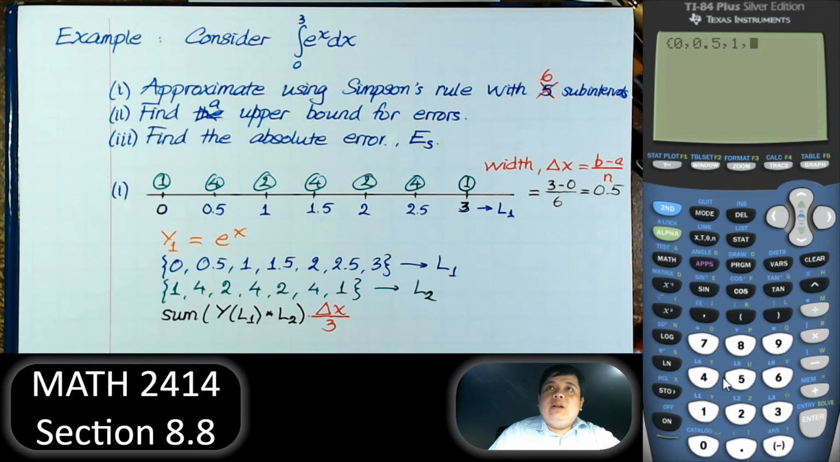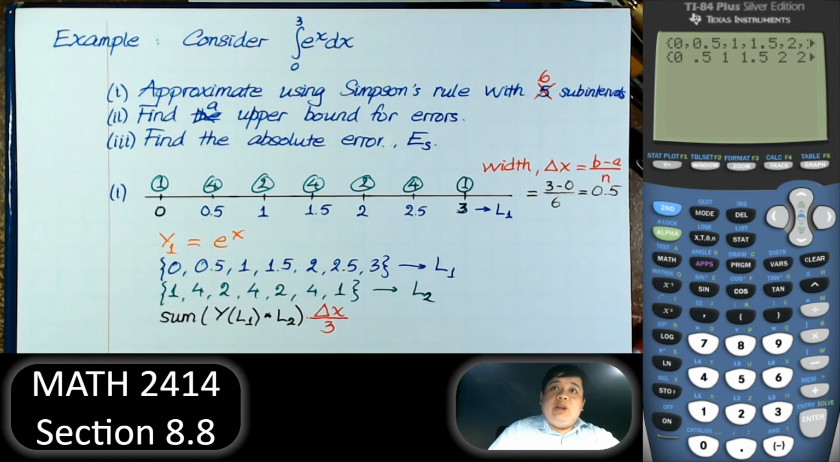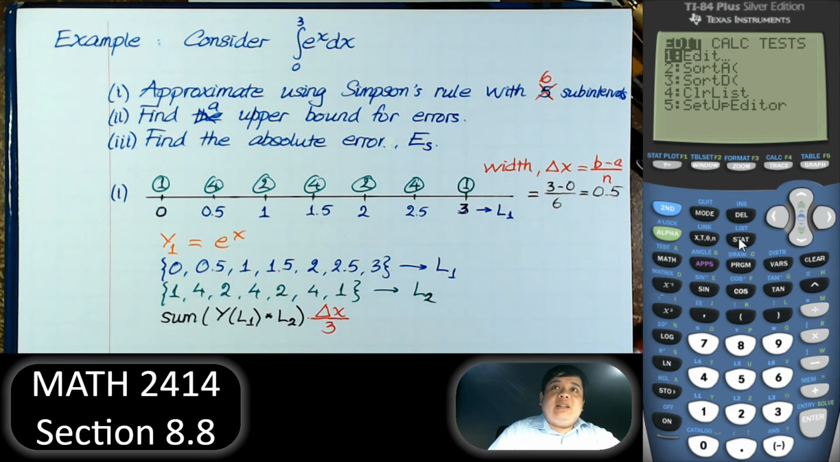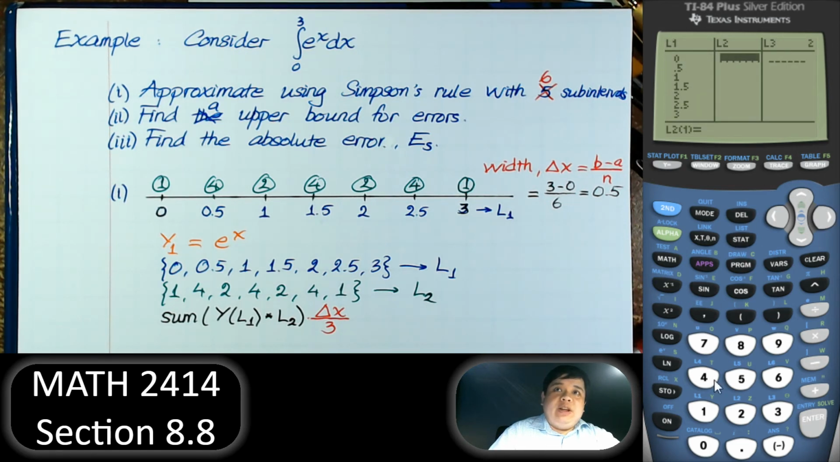0.5, 1, 1.5, 2, 2.5, and 3. Store that into list 1. Right. So one way to enter the list, and then we can do the same thing for list 2. Or you can just hit that, and under edit, you can enter the coefficient here as well.